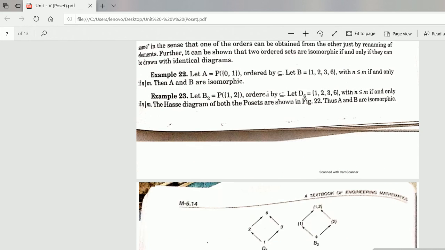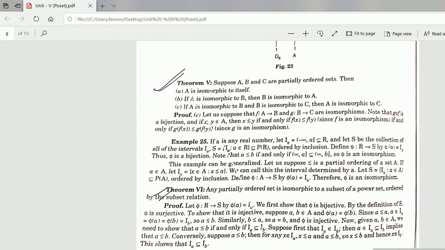Alright, now you just see some more examples and theorems to understand this. Suppose A, B and C are partially ordered sets. Then A is isomorphic to itself. This is a very important theorem actually. If A is isomorphic to B, then B is isomorphic to A. And the third point is, if A is isomorphic to B and B is isomorphic to C, then A is isomorphic to C. See the proof.